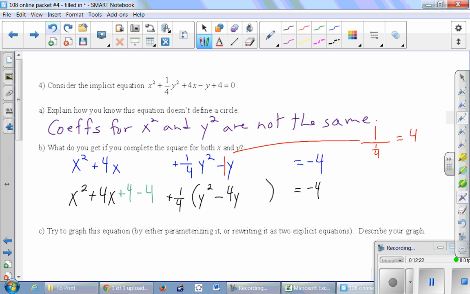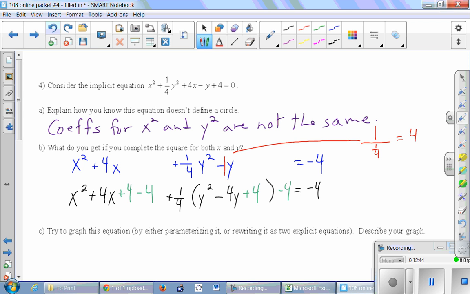Next thing is to look in here. This is the new b, even though b is technically -1. We got to look at the changed b that's in the parentheses. So we take -4, b, divided by 2. Divide that by 2 to get -2. Square it to get +4. And then right away subtract 4.